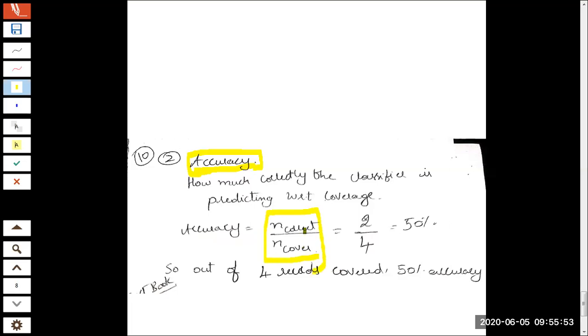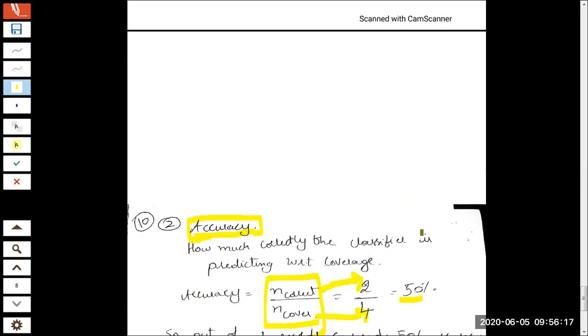So we have a formula for it. Accuracy is equal to n correct divided by n covered. For example, you consider in those 4 students, I could recognize only 2 names properly. 2 students I named correctly out of 4 students. So now what is the accuracy of this classifier? So now it is only 50%. So hope you heard the difference between coverage and accuracy of a classifier.